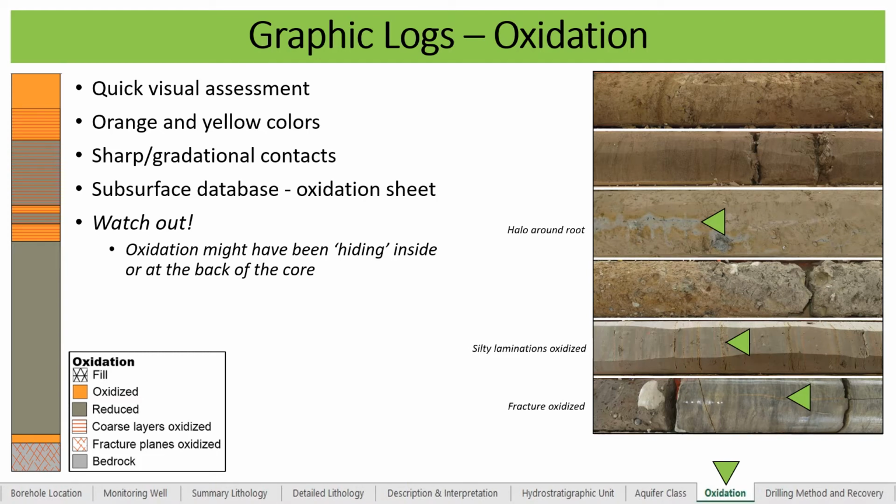Returning to our graphic log sheet, the first log illustrates where oxidized sediments were observed based on a quick visual assessment of the sediment colors. The symbols indicate where coarse layers or fracture planes were more strongly oxidized. In general, oxidized sediments are yellow, orange, or brownish compared to pinkish brown or gray. Examples taken from the explanatory notes are shown on the right. Of particular interest are the reduced and strongly oxidized halo around a root, oxidized coarser lamination, and oxidization around a fracture.